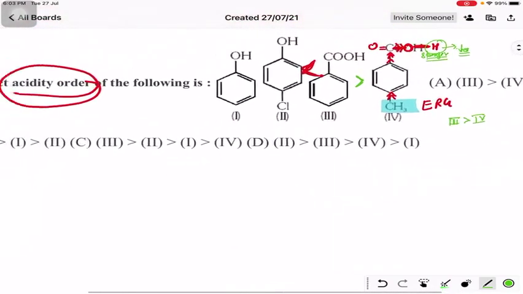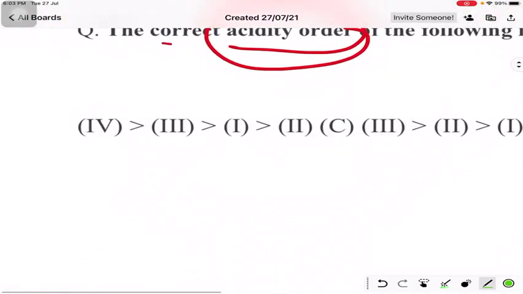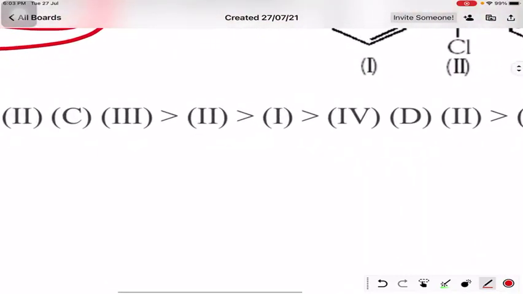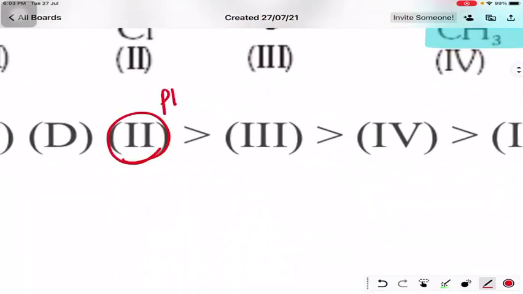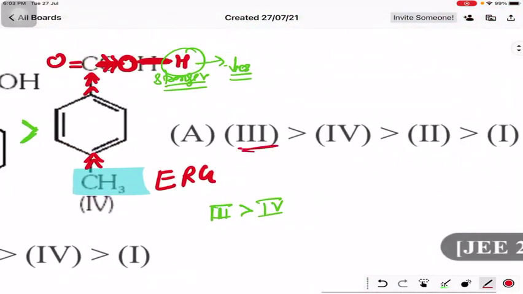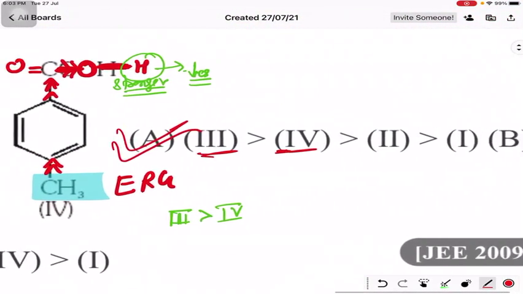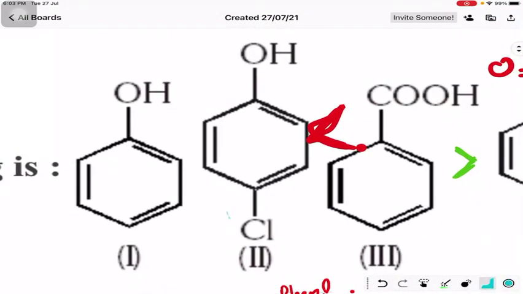So which option is having this answer? This is B option, where 4 is stronger than 3, so this cannot be the answer. Then we have C option, 3 is stronger than 4, but here it is mentioning benzoic and then phenol, so this cannot be the answer. Then we have D option, where 2, meaning phenol, is stronger than benzoic, so this cannot be the answer. So we are left with one option only, 3 is stronger than 4. A option is correct.